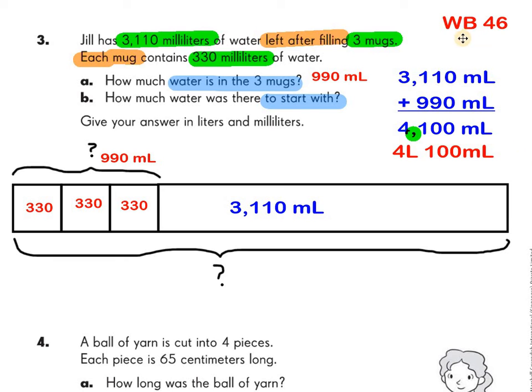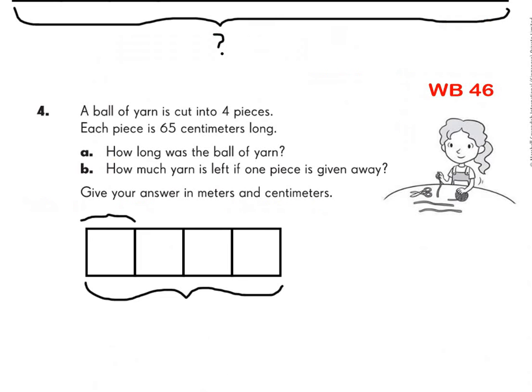Okay, let's do another one. If you need more time, please press pause. Okay, problem number 4. A ball of yarn is cut into 4 pieces. Each piece is 65 centimeters long. How long was the ball of yarn? And how much yarn is left if one piece is given away? Okay, I'm going to highlight the keywords. You do it too. Okay, there's the keywords.